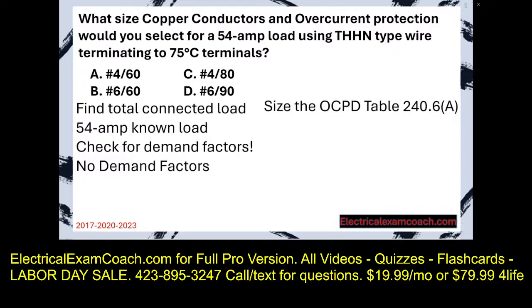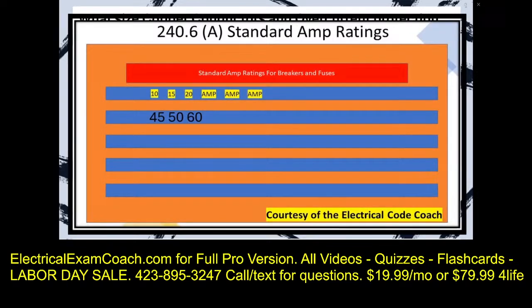Now, what we're going to do is size our overcurrent protective device first. You always size that first. So we head to our overcurrent protective device table, which is 240.6(A), for a 54 amp load. We're going to go down and choose the next standard size up. In this case, it's going to be a 60.